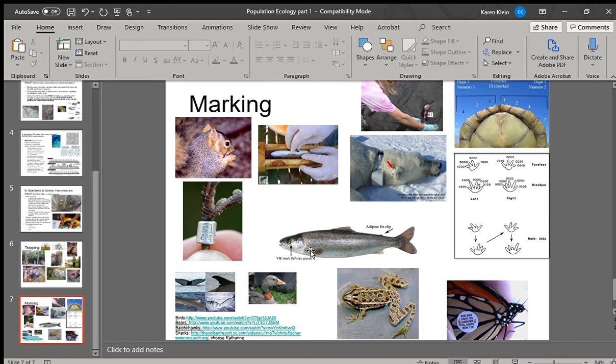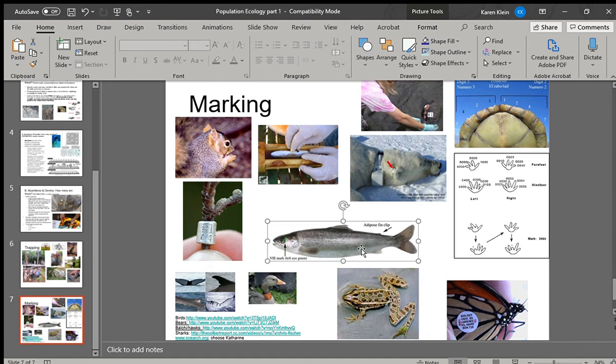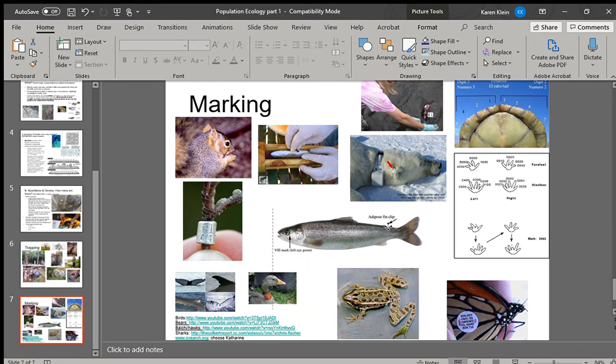It's also a way of marking fish. It's really hard to see here. It's very tiny. There we go. But you can also inject a small amount of dye right by the eye on a fish. You can also do an adipose fin clip. You do see that as far as the fish, marking a fish is concerned.